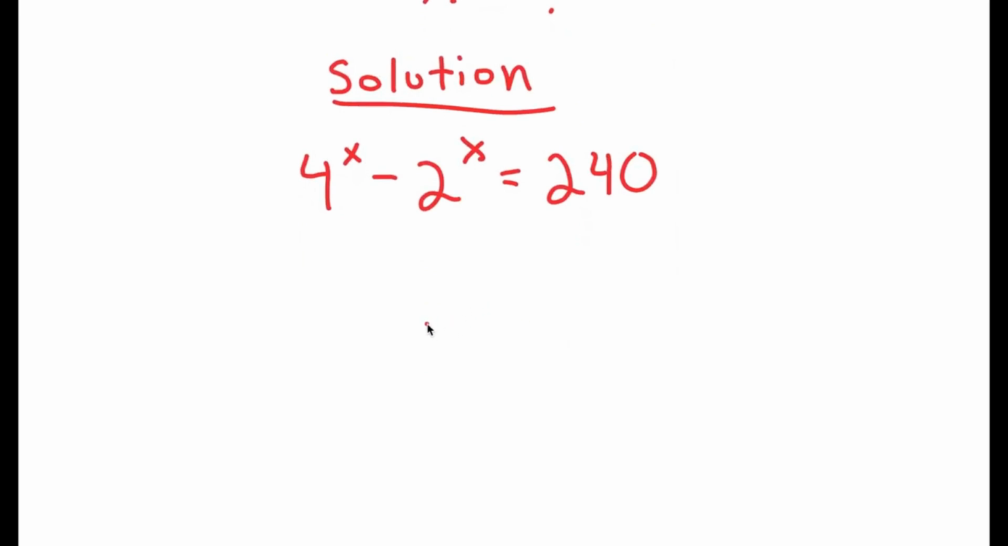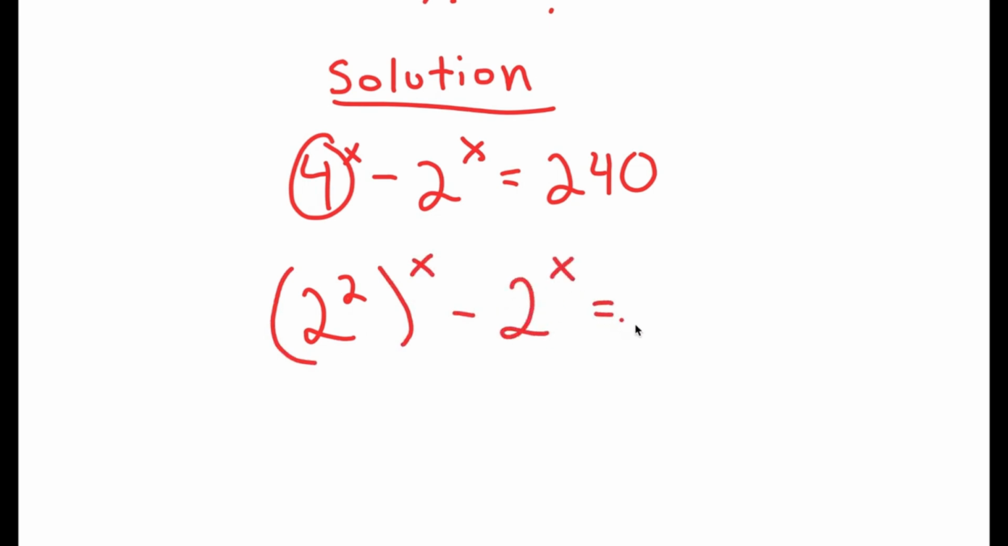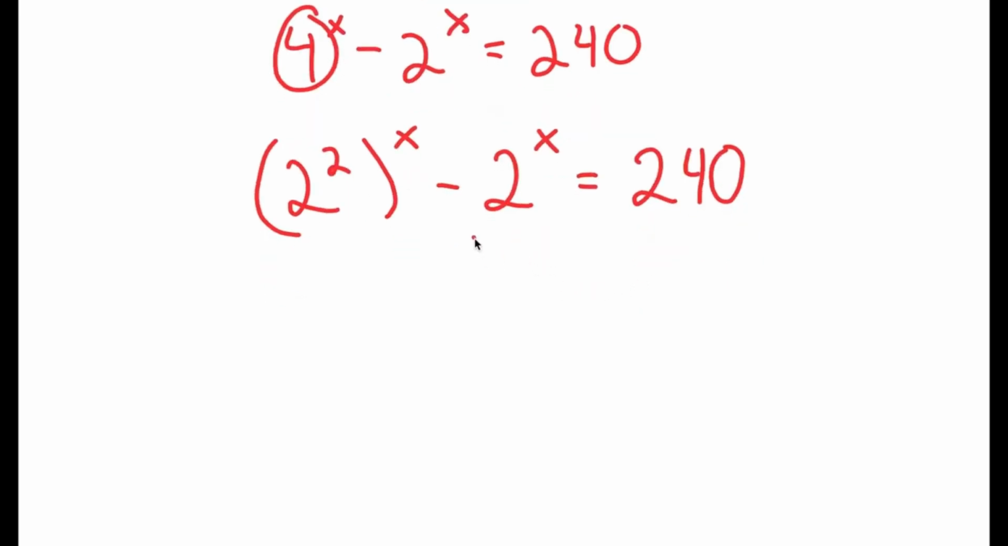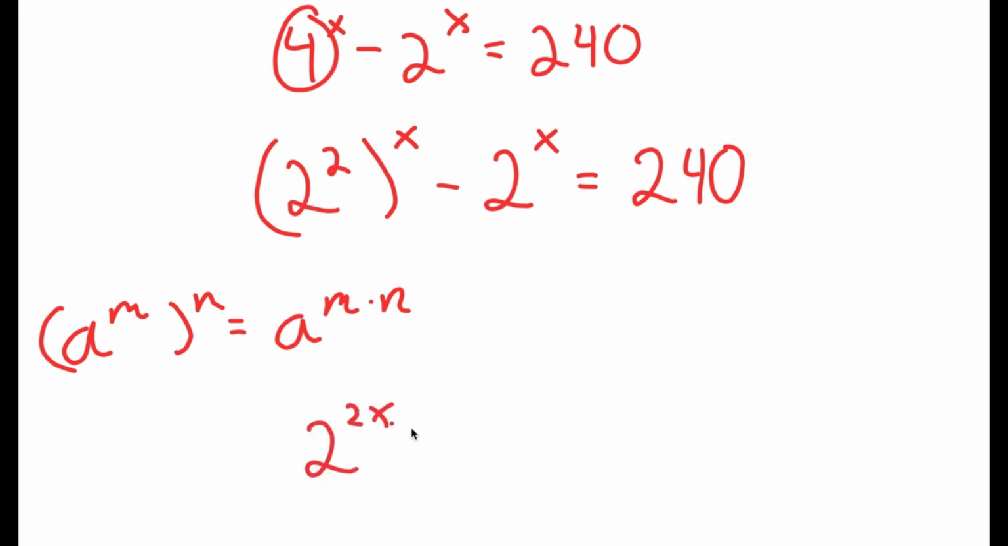From here, I'm going to rewrite 4 as 2 squared. So I get 2 squared to the power of x minus 2 to the power of x is equal to 240. Now, I can use the property a to the power of m to the power of n is equal to a to the power of m times n. So in this case, 2 to the power of 2 to the power of x is going to equal 2 to the power of 2 times x. So I have this minus 2 to the power of x is equal to 240.